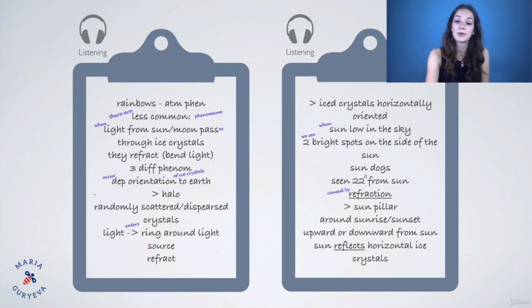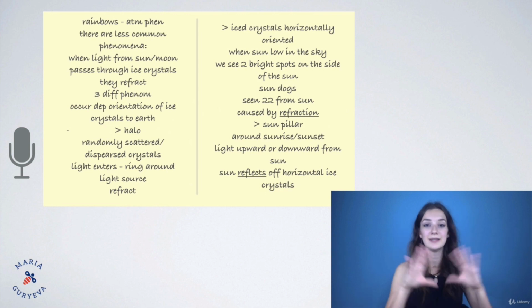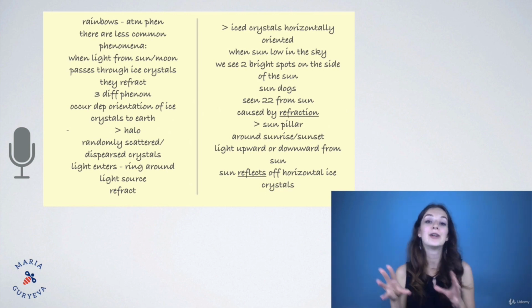I'm going to add "caused by, seen 22 degrees from sun, caused by refraction," so that it's easier for me to say it. And then I'm also going to add "light upward or downward from sun." Also, I'm adding "reflects off horizontal ice crystal" so that I don't forget about that "off." Alright, so these are the notes that I made. I wrote them down here. So this is everything that I have before I start speaking.